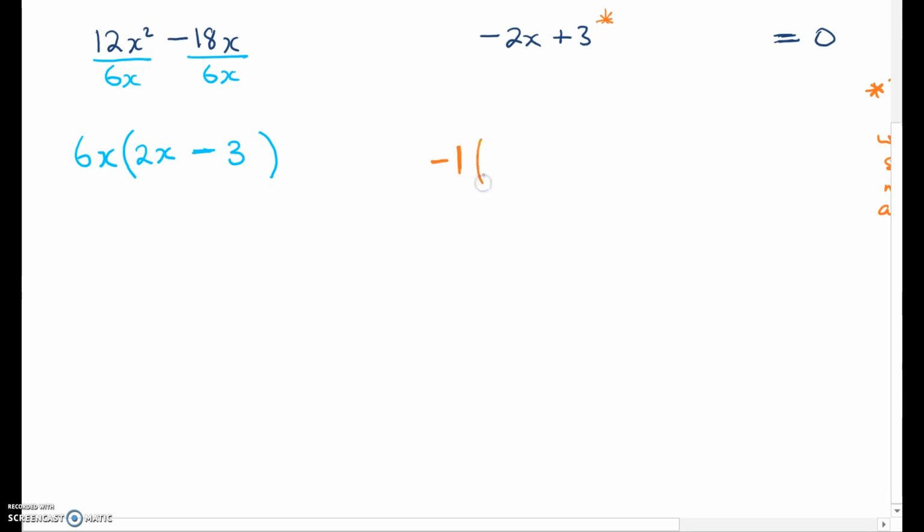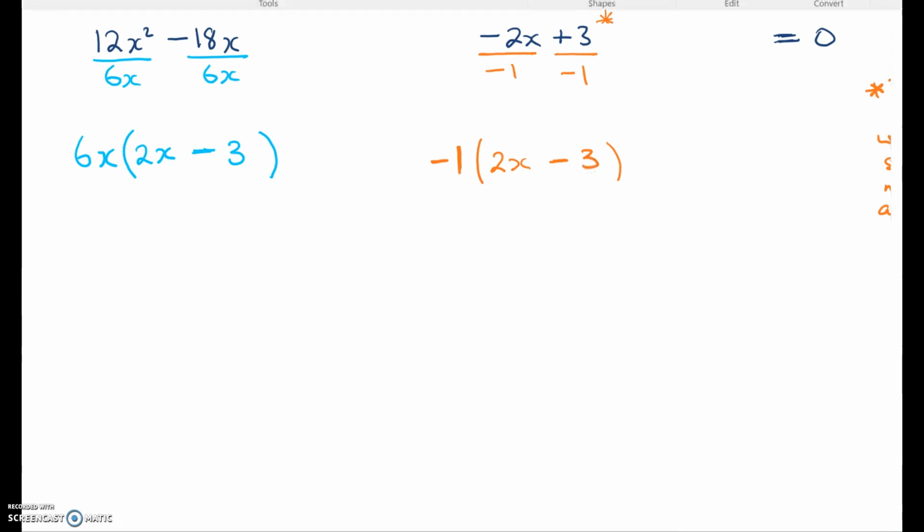So, if we divide each of these by minus 1, what do we get? Minus 2x divided by minus 1. Minus divided by minus is plus, and anything divided by 1 just gives you the same thing. So it's going to be plus 2x. Plus 3 divided by minus 1. A plus divided by a minus, different signs, so the answer is going to be minus. 3 divided by 1 is just 3.